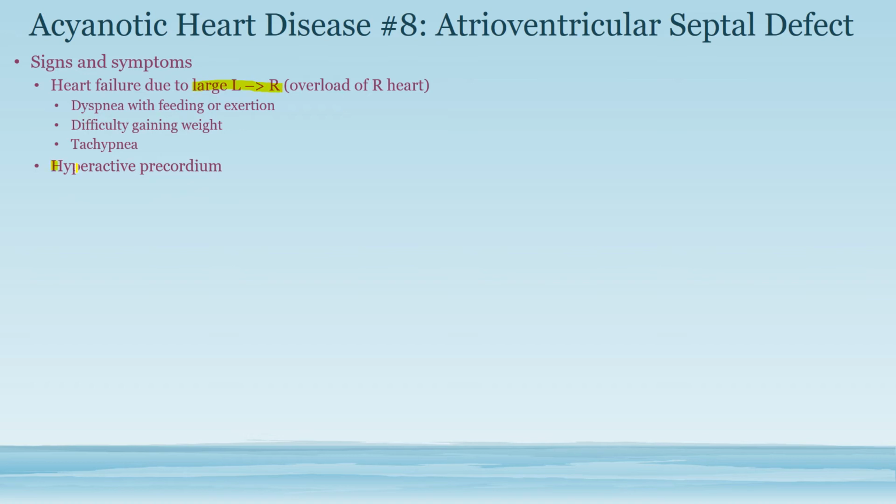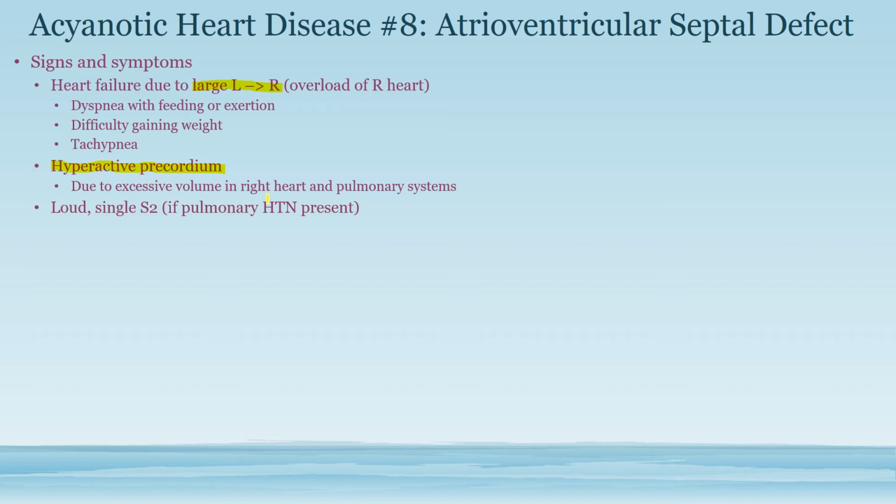Hyperactive precordium. We've talked about how you have a hyperactive precordium if you have too much blood on the right side of the heart and in the pulmonary vessels, and that's what's going to happen here as well. You have a loud single S2 because there's so much blood on the right side, especially if you have pulmonary hypertension present. When the valve closes, there'll be a lot of pressure closing it, and it'll make a loud single sound. You also get a systolic murmur at the left upper sternal border. That's because of pulmonary blood flow across the valve.